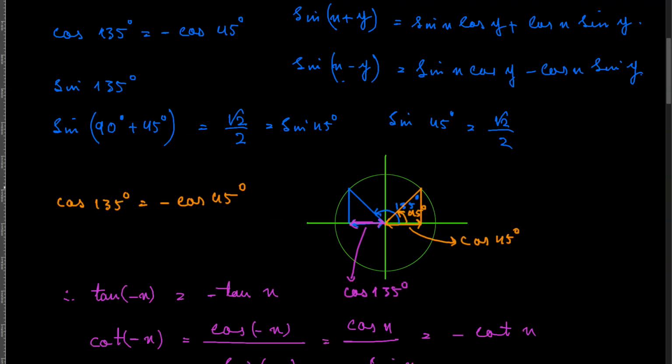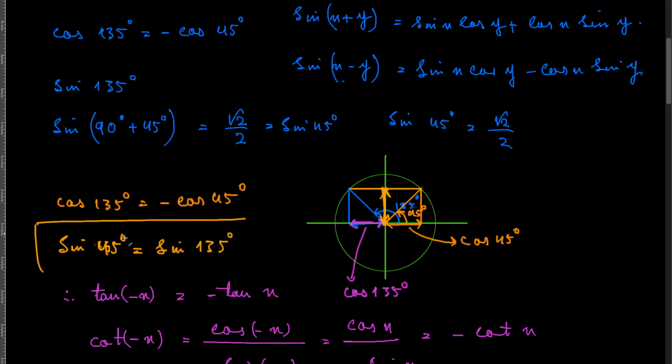But the sine is actually the exact same value, meaning that for 45 degrees and 135 degrees, the sine of them is exactly this distance on the unit circle. Exactly this vertical distance. Which means that you can say that the sine of 45 degrees is exactly equal to the sine of 135 degrees, right?